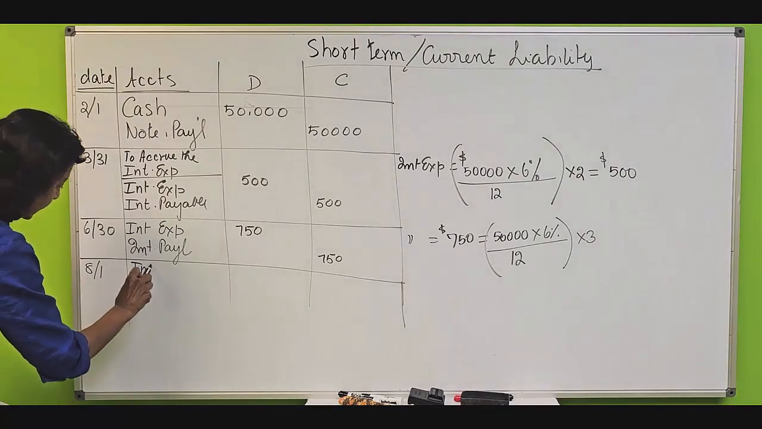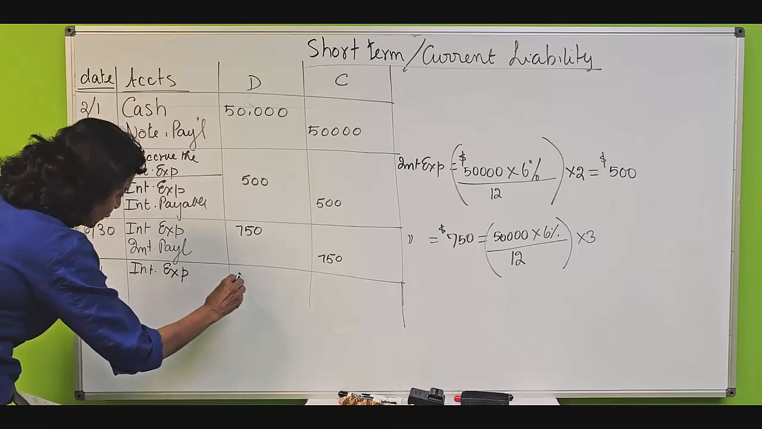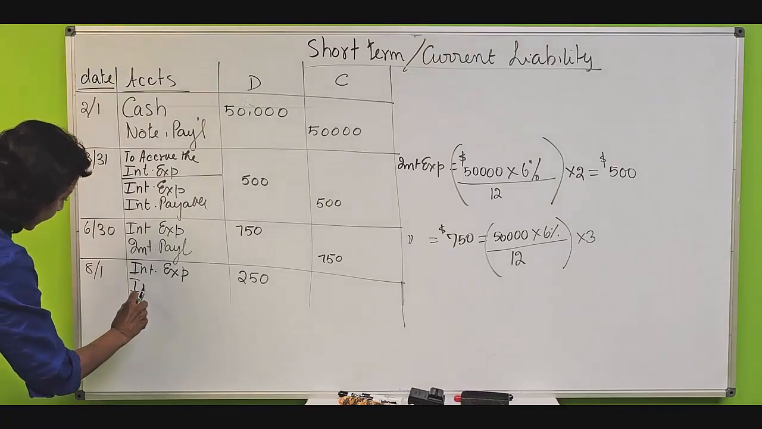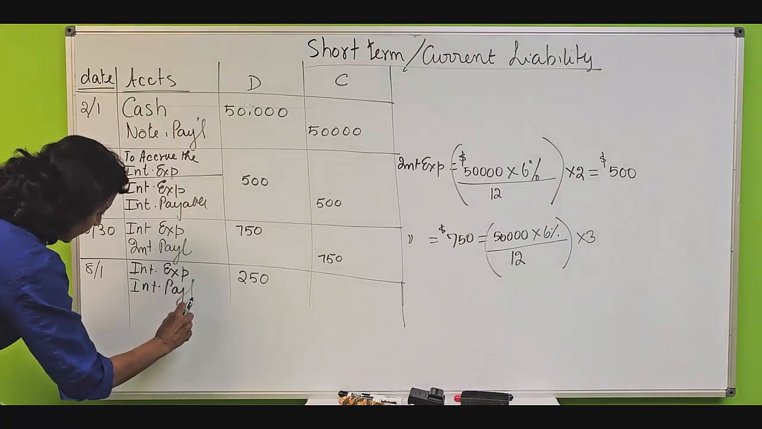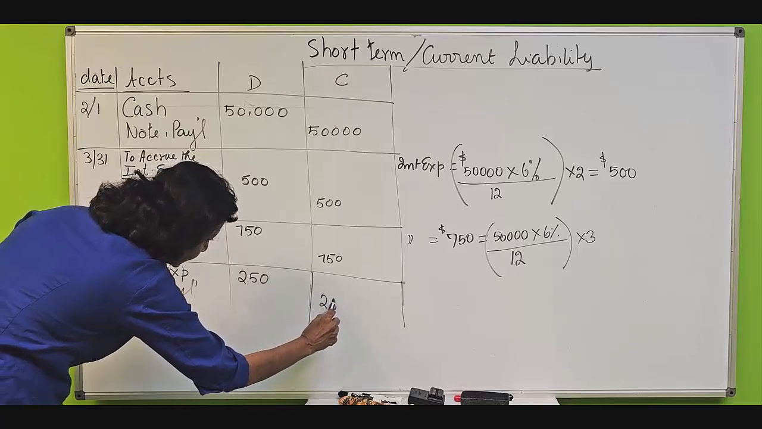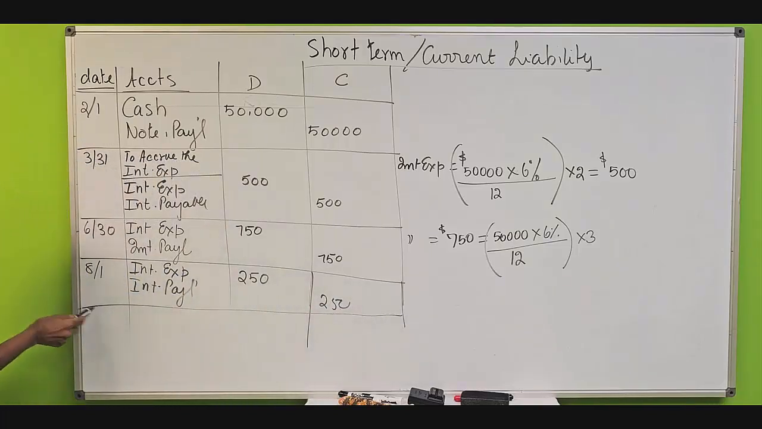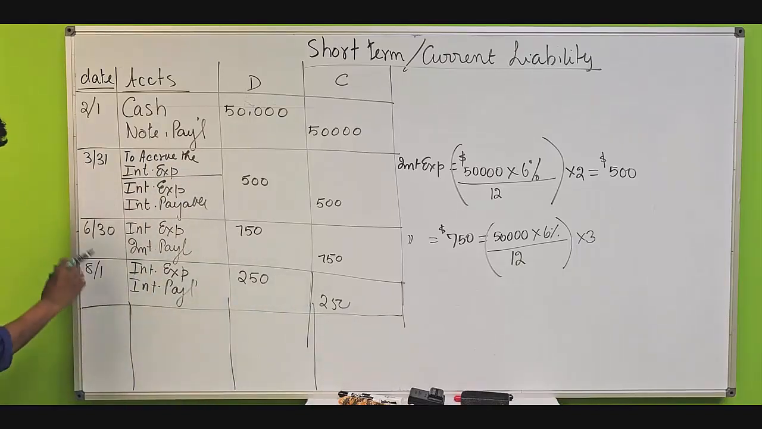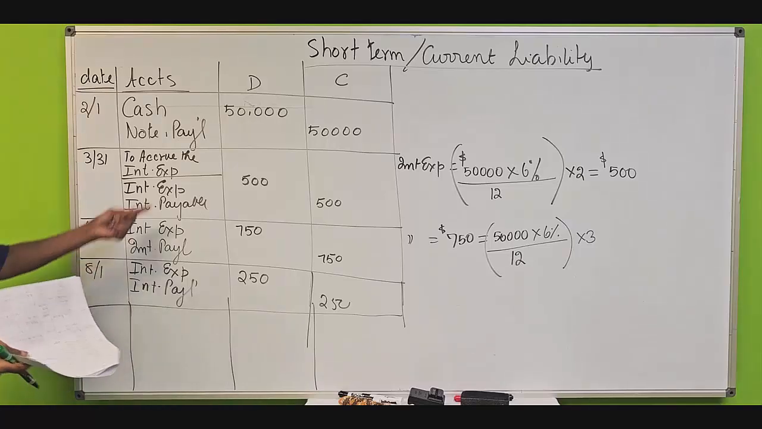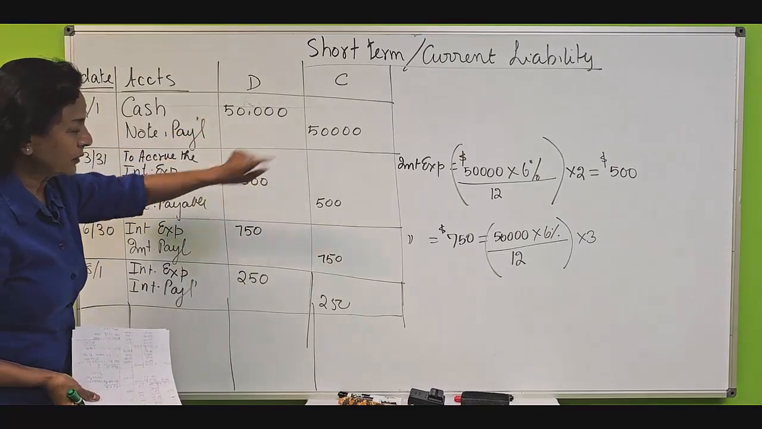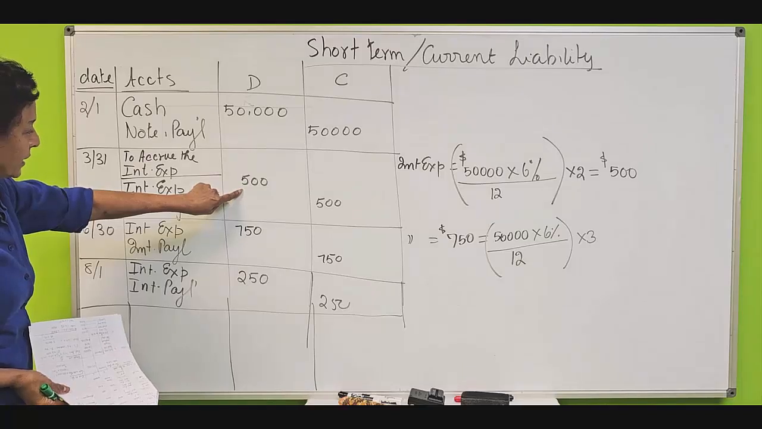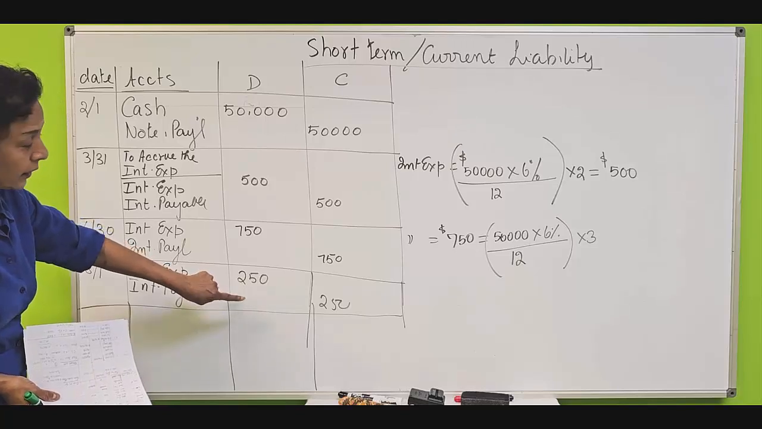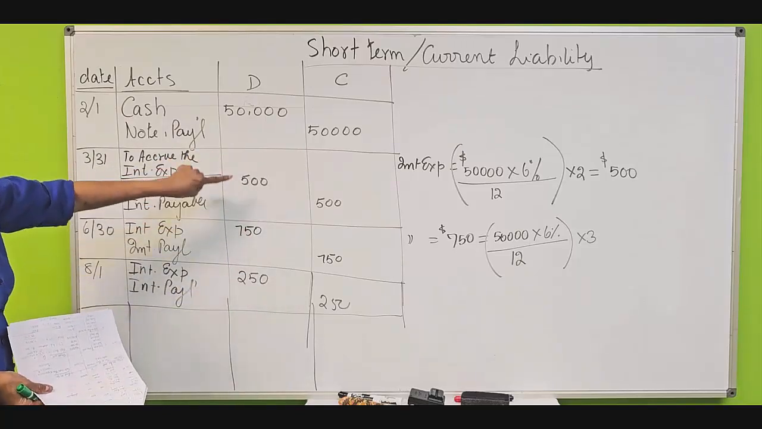Again, you debit interest expense $250, because the interest for 1 month is $250, and you credit interest payable $250. And this is the time the company is repaying the loan and the interest. So on the same day, the company is going to pay back the $50,000 loan, $500 interest accrued here, $750 accrued here, $250 accrued here. So total interest is $1,500.